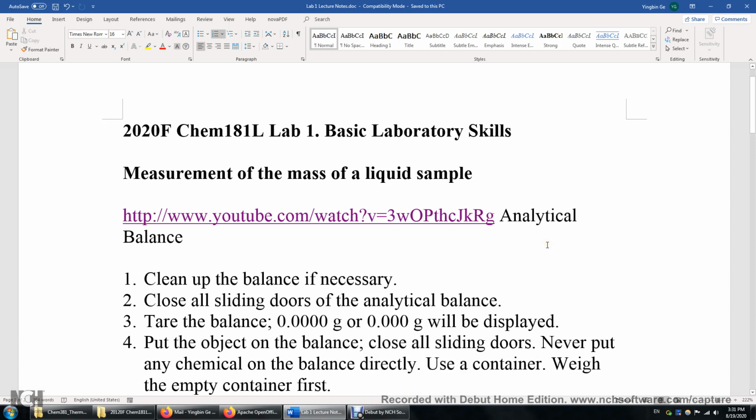This is the pre-lab lecture for the basic lab skills. In this lab, we will learn how to measure the mass and volume of liquid samples. And also, we will determine if mass or volume is an additive or non-additive property. First, I'd like you to watch this YouTube video on how to use an analytical balance.